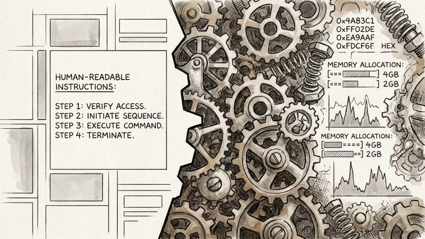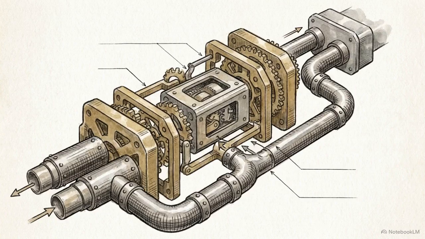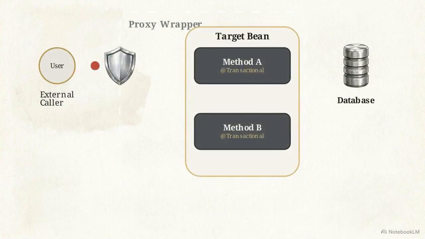The Java code you write is not the code the JVM actually executes at runtime. Spring uses CGLib or JDK dynamic proxies to intercept your methods. These proxies wrap your classes and contain the logic that starts and stops transactions. When an external caller hits the proxy, it opens a database transaction before delegating the signal.